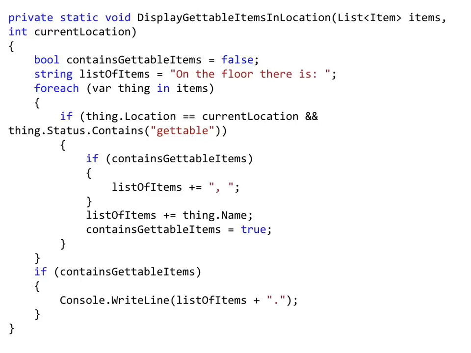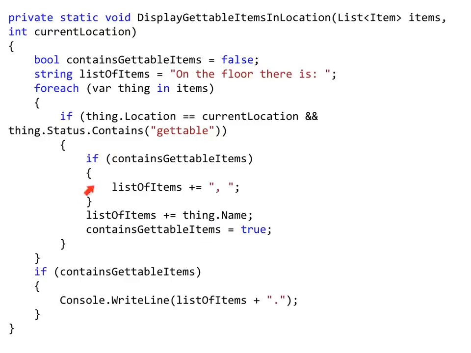So as it's going through the list of items, if it is in the location, if it does contain gettable in its status, then it's going to go into this section of code here, where in effect it wants to take the name of the current thing in the list of items and append it to list of items on the floor there is. So in the first location there's a couple of objects such as a torch, so it would say on the floor there is torch, and it sets the boolean contains gettable items, that was initialized to false here, and it sets it to true.